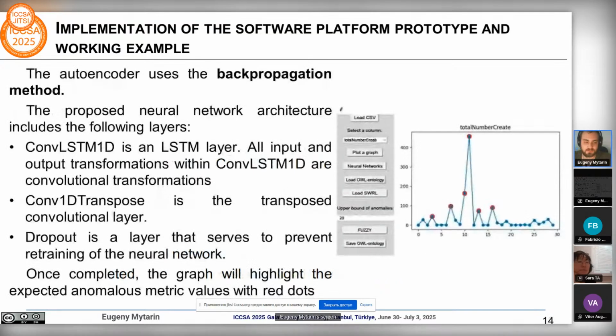Let's delve deeper into the LSTM architecture. The ConvLSTM1D layer processes sequential data with convolution operations. Conv1D transpose reconstructs the input and dropout ensures robustness, and this design balances accuracy and computational efficiency.